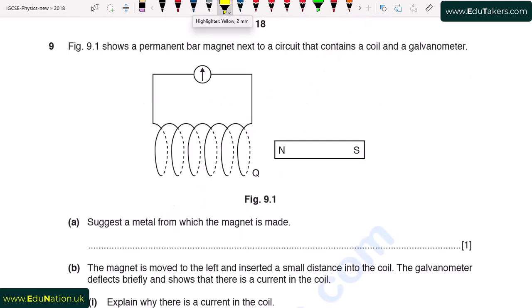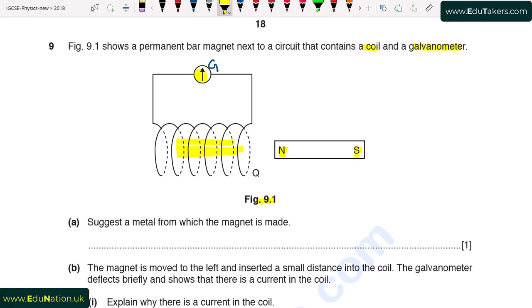Question number 9. Figure 9.1 shows a permanent bar magnet next to a circuit that contains a coil and a galvanometer. So here is figure 9.1 and we can see that there is a permanent bar magnet and it has two poles. One is north and the second one is south pole. And we know that the magnetic field points from north to south direction. And this magnet is placed next to a circuit that consists of a galvanometer. This is the galvanometer and there is also a coil in this circuit.